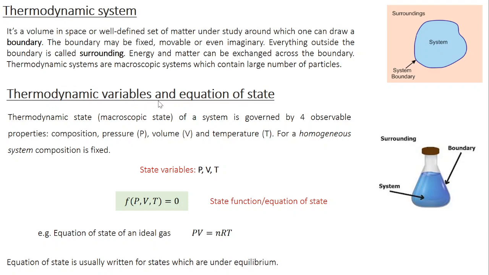Next is thermodynamic variables and equation of state. How do you characterize a thermodynamic system, or how do you characterize the state of a system? Now, what is the state? Suppose you have a piece of ice. You are supplying heat energy to it. It gets melted, it becomes water. You supply heat energy further, it becomes vapor, right? So the state has changed from solid to liquid to vapor. So this is one way of looking at state.